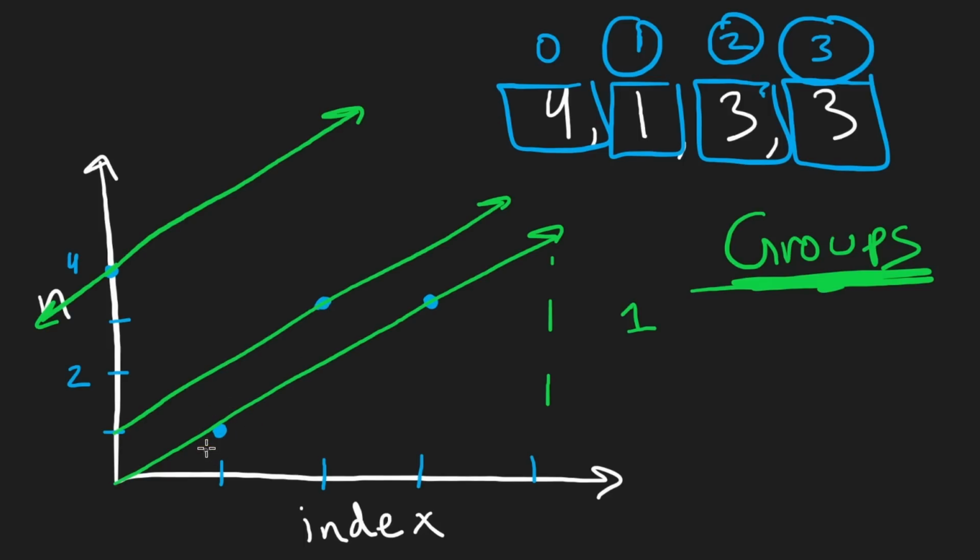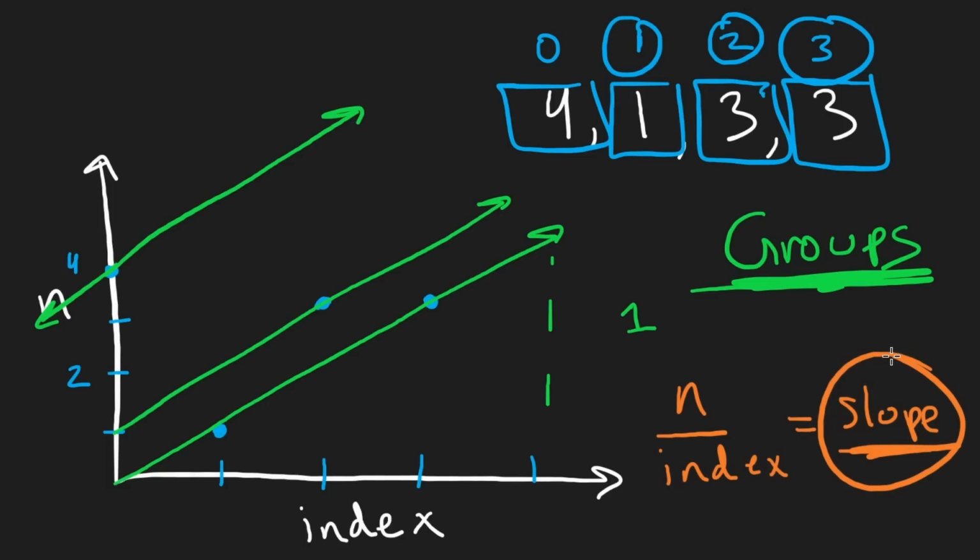For this point, its slope, if you calculate it from the origin, is going to be the same as any other point. They're all going to have the exact same slope from the origin. To get that number, you can just take the n value and divide it by the index. Basically, the math I'm doing here is n divided by index is equal to slope. The slope could be a fraction.